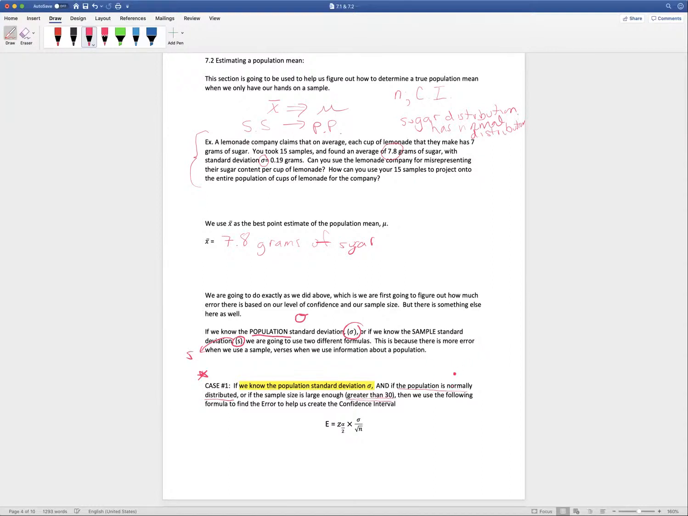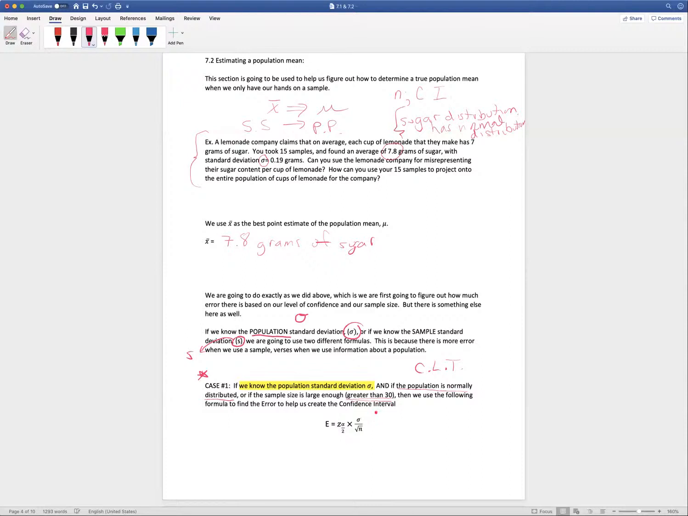So assuming we know the population is normally distributed, that's why I had to say up here that sugar has a normal distribution in these lemonade samples that we're taking here. Or if the sample size is large enough, and remember with those two things, we can use the central limit theorem, which allows us to do confidence intervals with good statistically significant results. And it also is going to allow us to do something called hypothesis testing, which we're going to do next class.